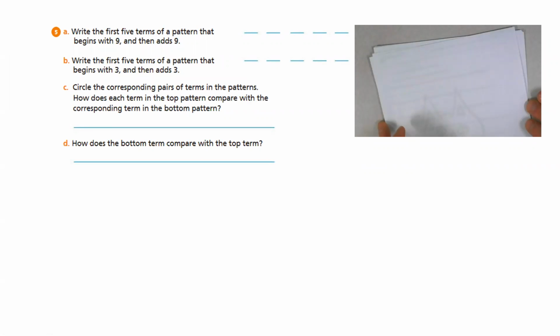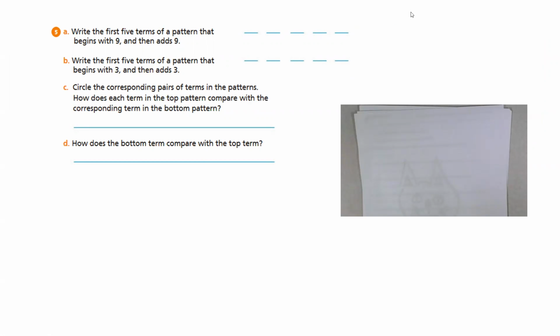Let's move along. What about 5? Let's see what 5 says. 5 says, write the first term of a pattern that begins with 9 and adds 9. All right, let me show off my disgusting mouse writing skills. 9, that one's not bad. 18, that one's not as good. 27, 36, 45.